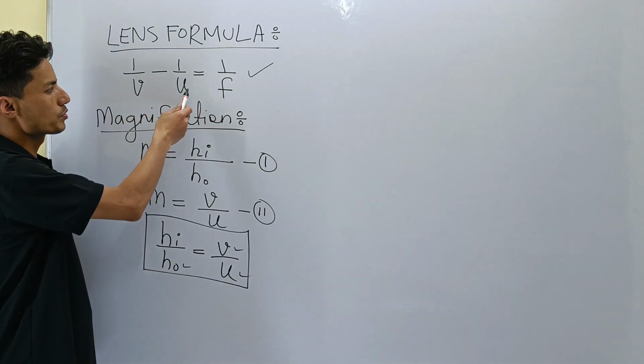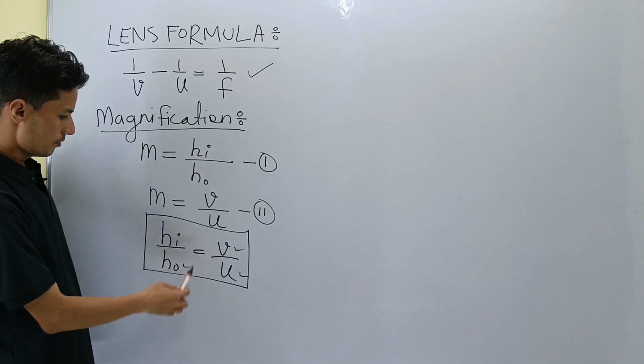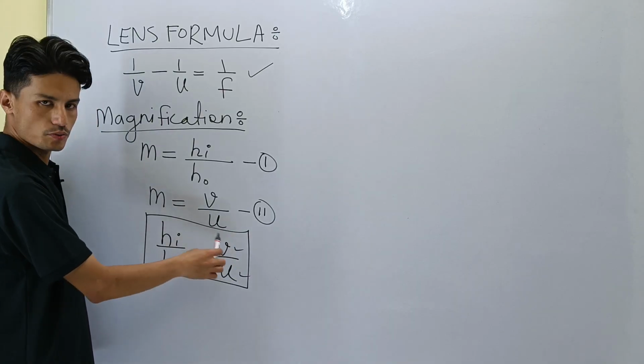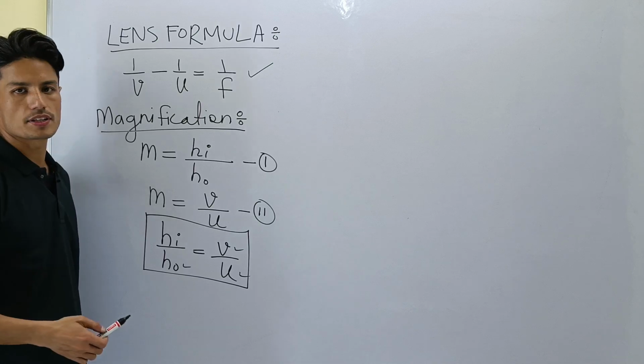1 by V minus 1 by U is equal to 1 by F. This is the lens formula, very useful. Then the other formulas, which are also very useful, are these two formulas to find magnification.